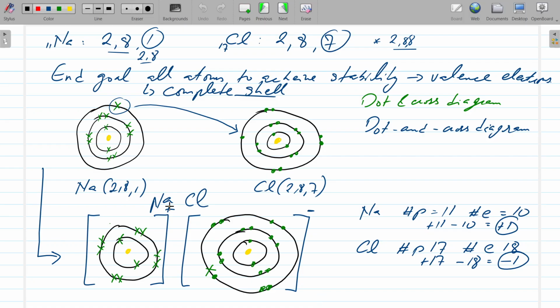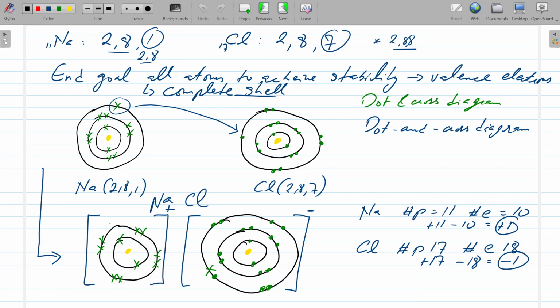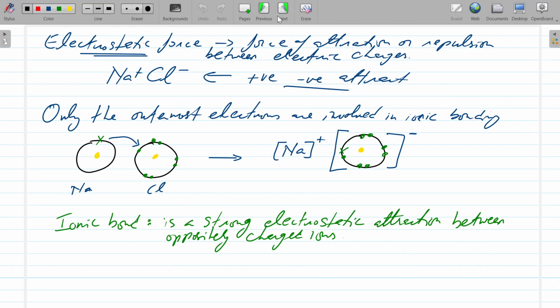But because sodium lost an electron, it gains a positive charge. And chlorine gained an electron, so it gets a negative charge. What we get are ions, and those ions are held together by an electrostatic force. That's the attraction between the opposite charges. If they had similar charges, they would repel. In this case, opposite charges, so they're attracted.